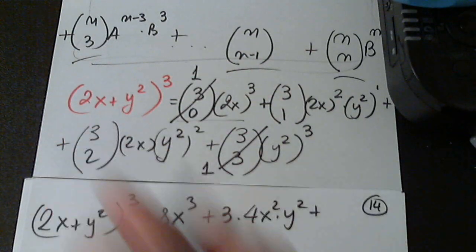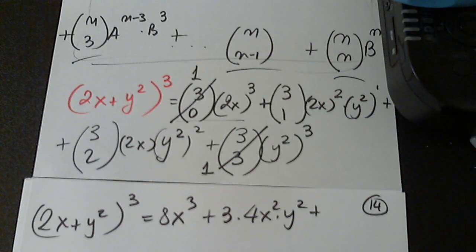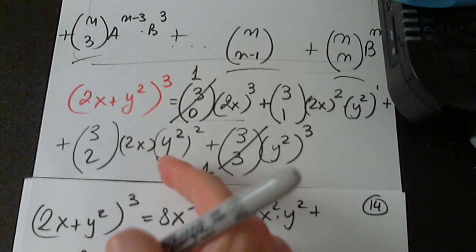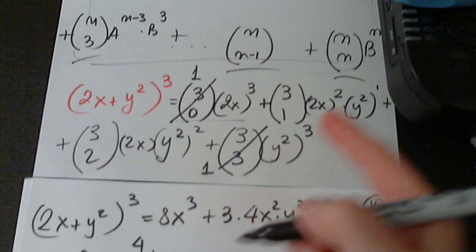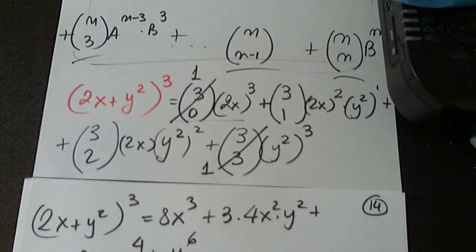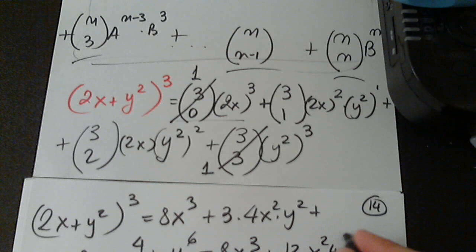3 choose 2 will also be 3. So plus 3 times 2x times y squared squared, which is y to the 4th, plus y squared to the 3rd, which is y to the 6th power. Final: 8x cubed plus 12x squared y squared plus 6x y to the 4th plus y to the 6th.